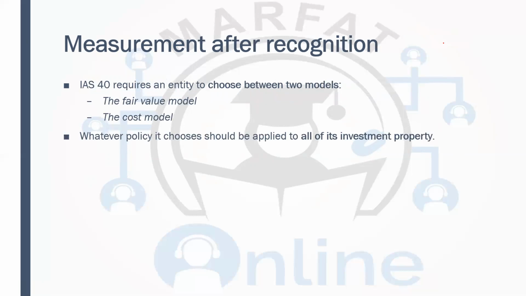Then you have the measurement after recognition, which simply means subsequent measurement. So if you remember, there were two models in IAS 16 when it comes to the subsequent measurement. Those were the cost model and the revaluation model. Just like IAS 16, we have two models over here, and the entity needs to choose between the two models. And I've already told you that when the entity is choosing between two models, it is going to be their accounting policy. And when it comes to accounting policy, there should be consistency in the application of the accounting policy.